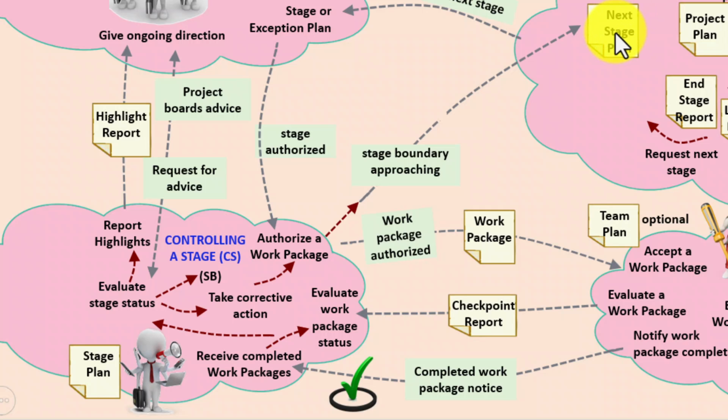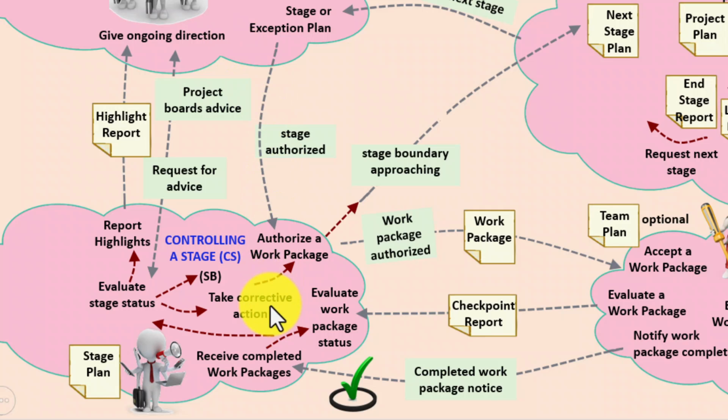Does that make sense? So the project manager will go through all of this stuff again, I won't repeat myself, and then request the next stage, and the next stage occurs, and we're around this little cycle here, this round robin, if you will, between directing a project, controlling a stage, managing a stage boundary, and managing product delivery. But life is not that simple.